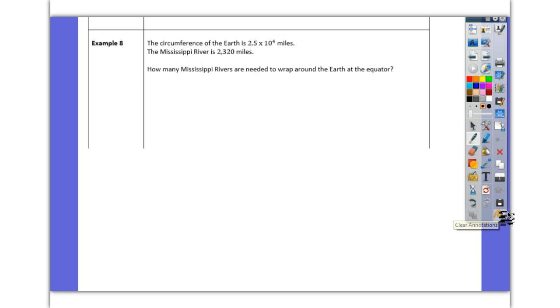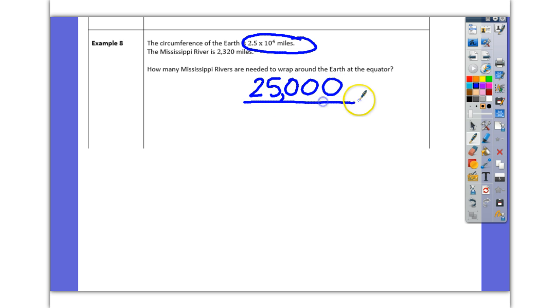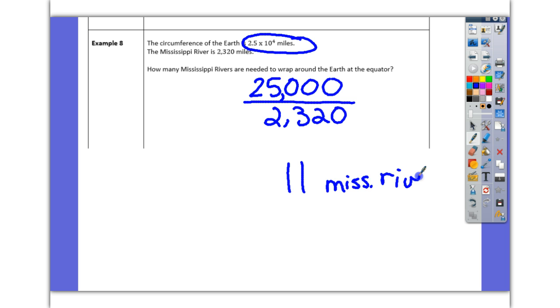Now you could have also done that backwards, and you could have turned that into standard form. 2.5, and then add 3 more zeros: 1, 2, 3. And you could have divided that by 2,320, and you're still going to end up with the same answer. When you round it, you're still going to end up with 11 Mississippi rivers. Okay? So whichever one you want to do, if you like to turn them into scientific notation and then divide or multiply, do that. Or a lot of people think it's easier to turn them into standard form and then do your multiplying and dividing.